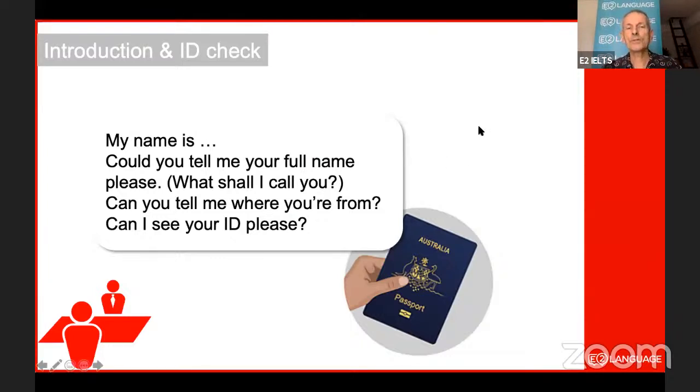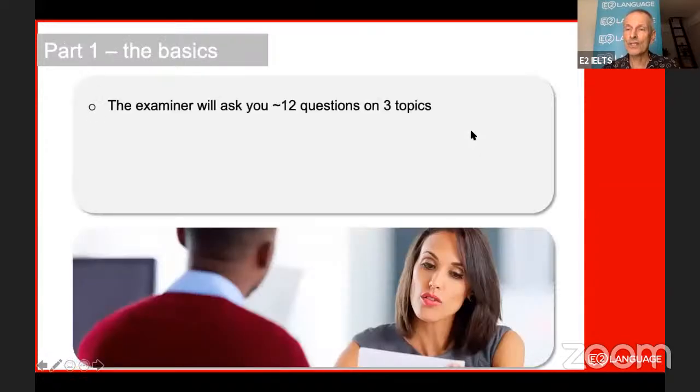Full name, please. All right, where are you from? She may not ask you that because you can see in your passport, and your ID, which is usually a passport, but it could be a national ID card. Not assessed. Get it over and done with. Let's move on to the real test, which is part 1, when the examiner asks you some questions about yourself.